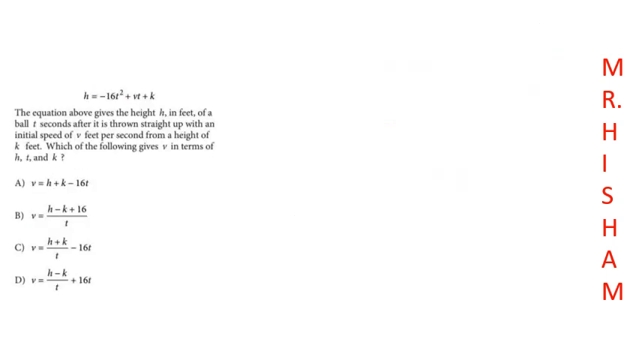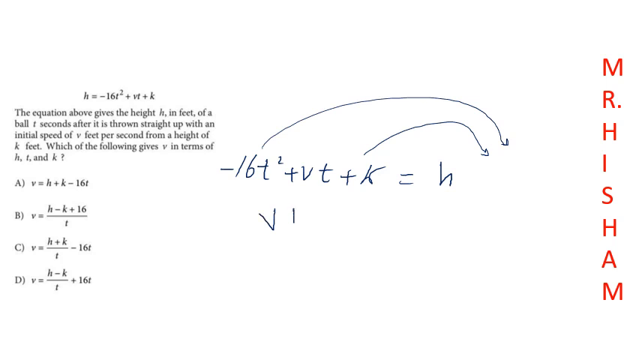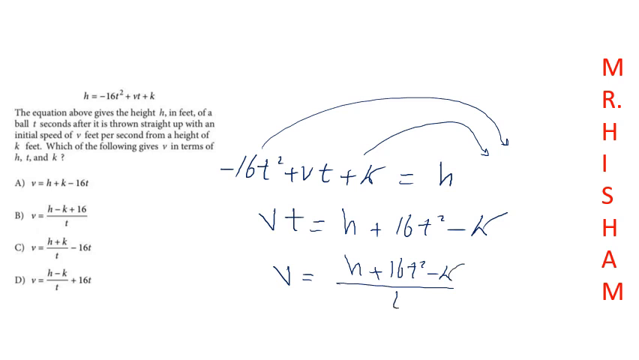For this question, it's also a subject formula, so I don't have to read all of these. So he wants to make v the subject, right? So we are going to write negative 16t squared plus vt plus k is equal to h. By moving positive k and moving negative 16t squared to the other side, vt is equal to h plus 16t squared minus k. And then you will have to divide by t. So v is equal to h plus 16t squared minus k, over t.